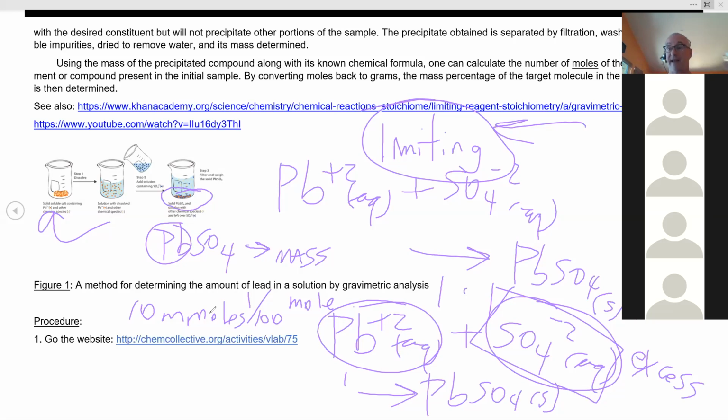Nothing? Nothing. That's right. Nothing happens to it. It just stays in solution. That's what it was doing anyway. And so there's no more lead for it to interact with, to react with, and precipitate. So nothing happens to it. It just stays in solution. So you just have a solution of sulfate.